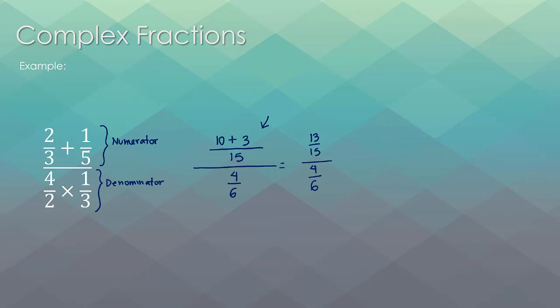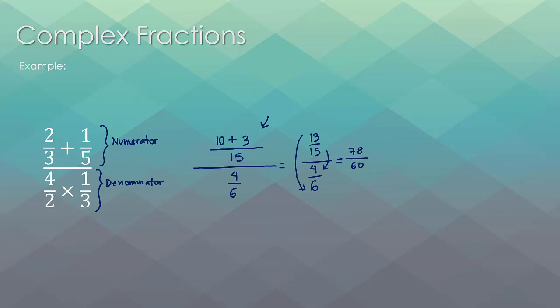Now we have a vertical division, and we already saw how to solve this. We said outer numbers, we multiply them and write them above the line. It is 13 times 6, that gives us 78. And then 15 times 4, that gives us 60.